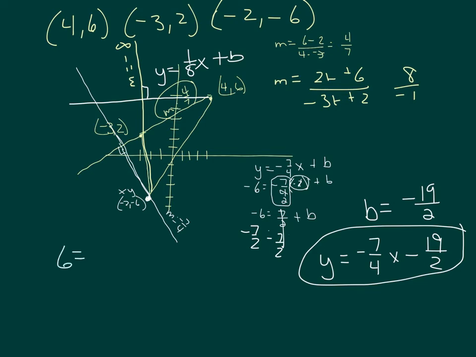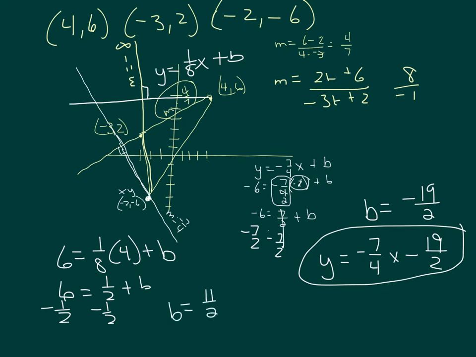6 equals 1/8 x, which is 4, plus b. So 6 equals 1/2 plus b. Subtract 1/2 from both sides. See, 12 halves minus 1/2 will be 11 halves. So b is going to equal 11 halves. So my other equation is going to equal 1/8 x plus 11 halves.